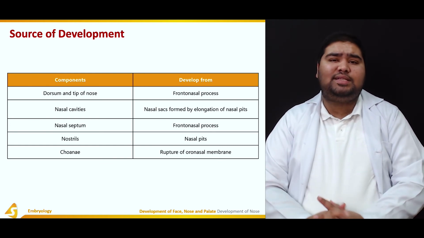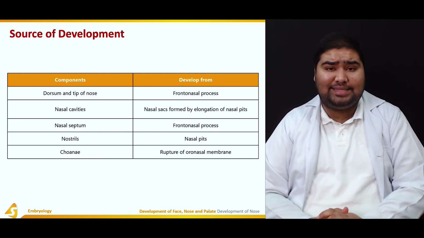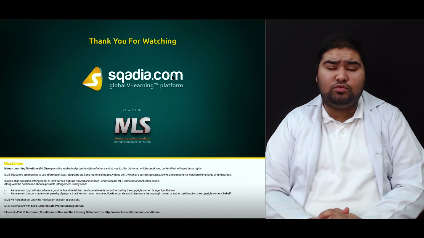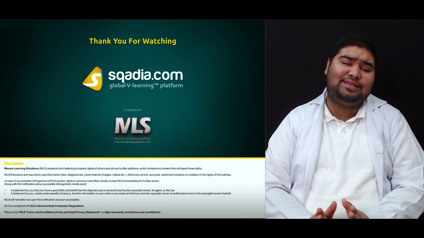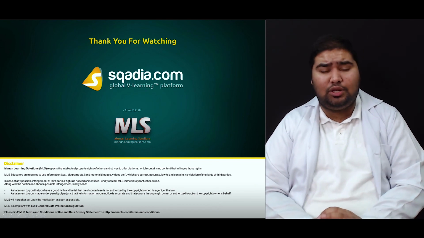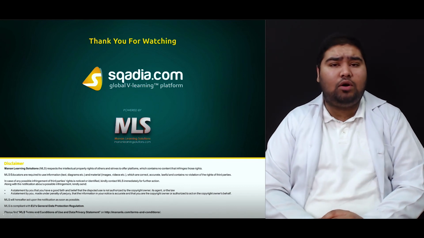So this summarizes this section. In this section, we talked about the development of nose in itself. In the development of nose, we saw how various components of nose were formed, be it the external nose, the internal nose, the nasal cavity, the nasal septum, and the conchae and choanae.